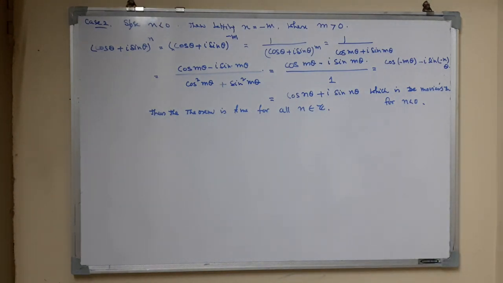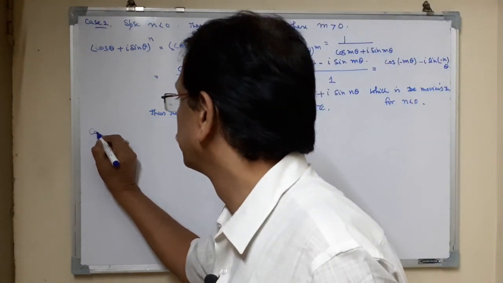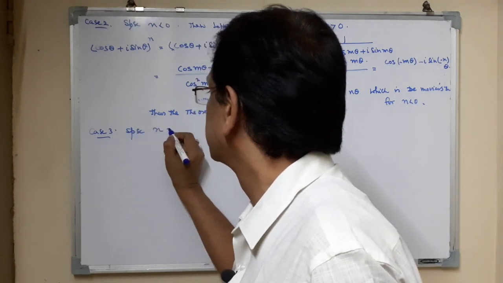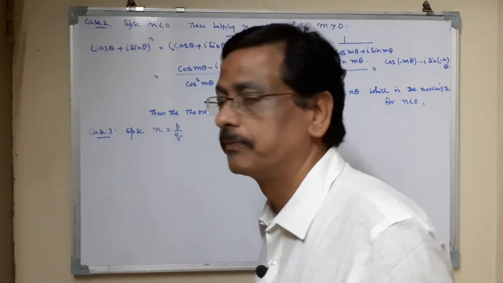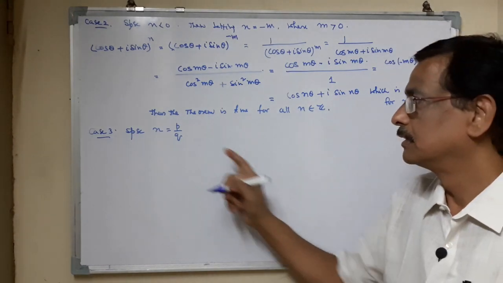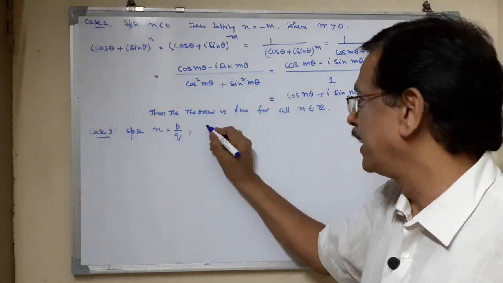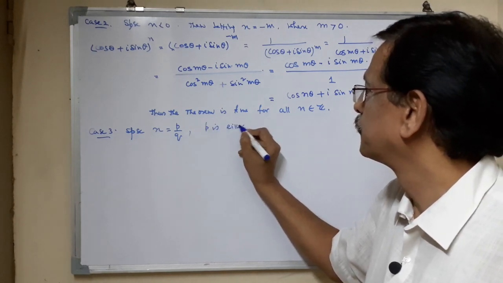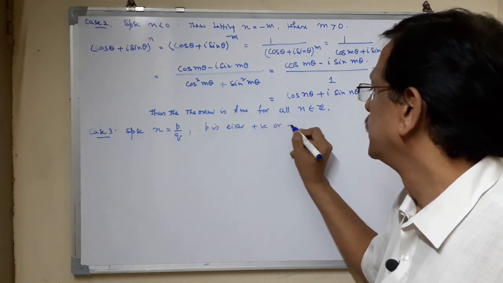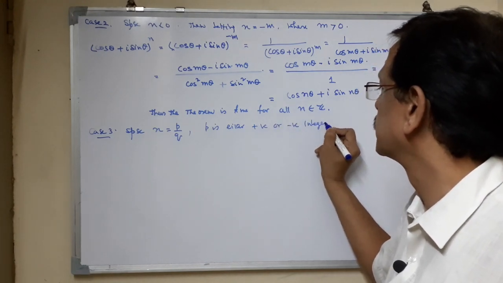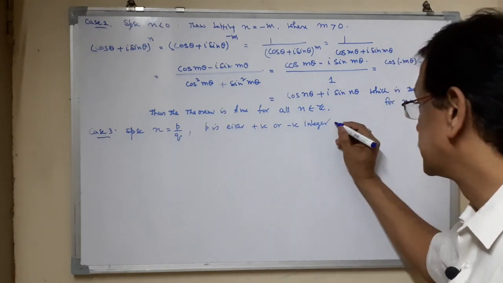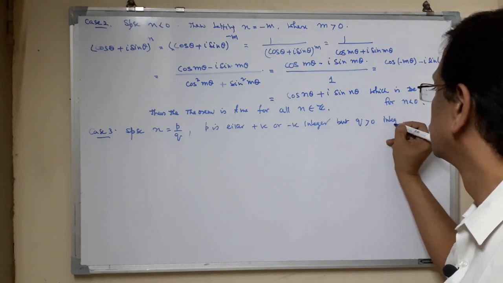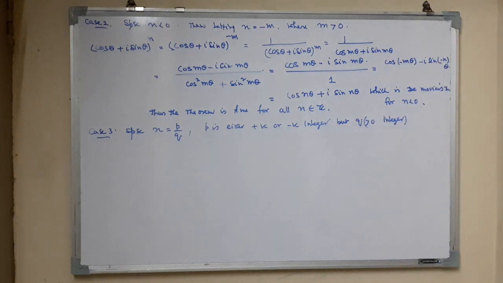Now I'm left with case 3. Suppose n is equal to p by q, where p is either a positive or negative integer, there is no harm for p. But q must be a positive integer. q is a positive integer.